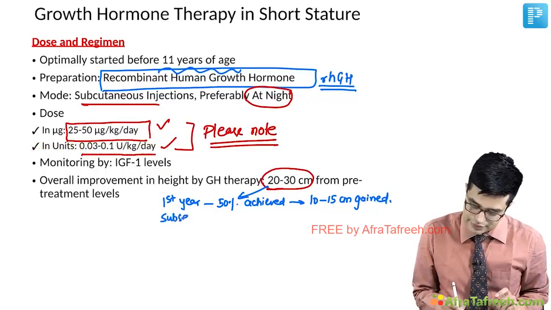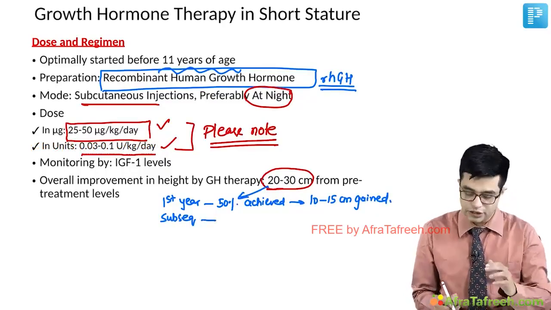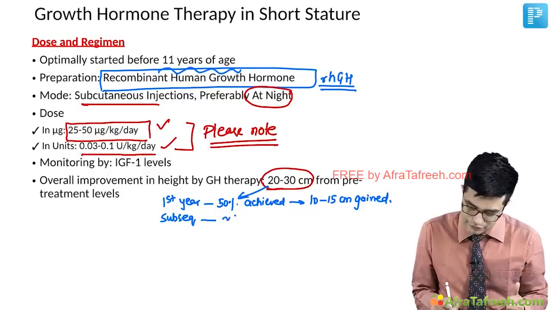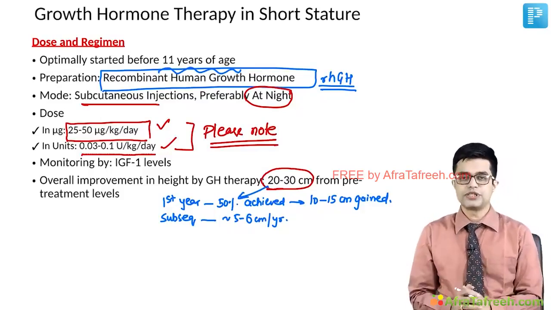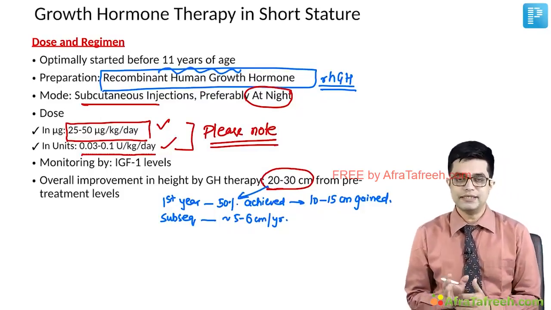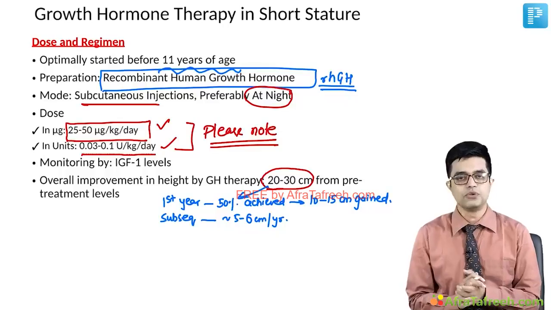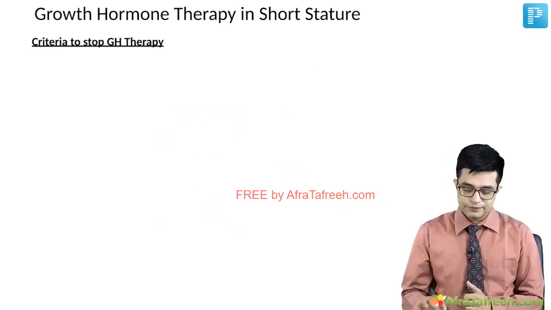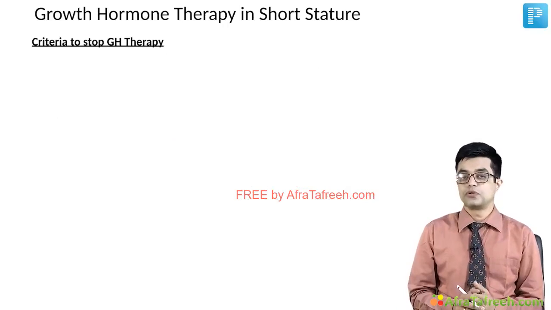In subsequent years, the response tends to diminish. The child only gains around 5 to 6 centimeters per year. It varies according to the child, but maximum benefit is seen in the first year of treatment with growth hormone. Now, what is the criteria to stop growth hormone therapy?